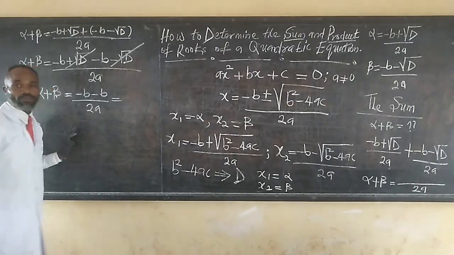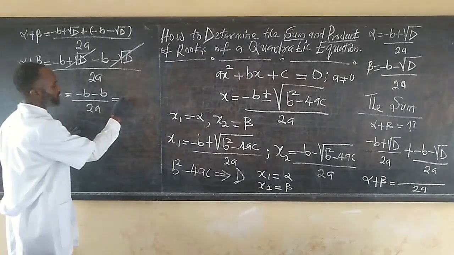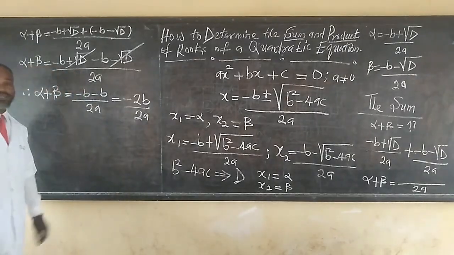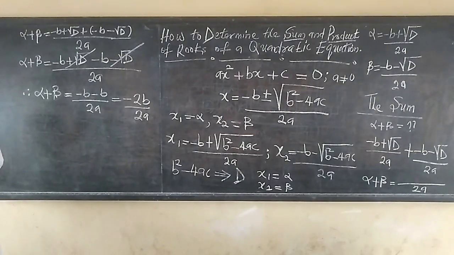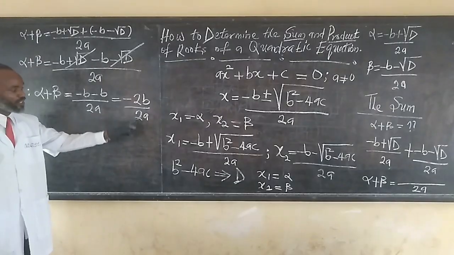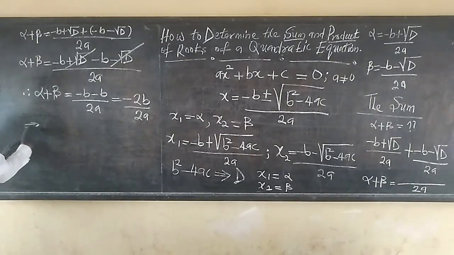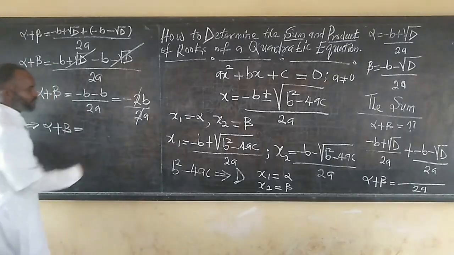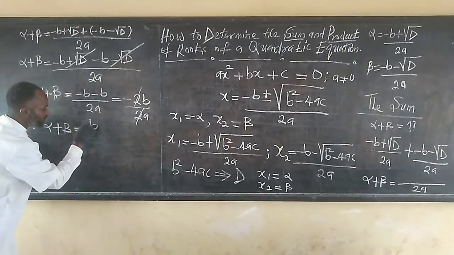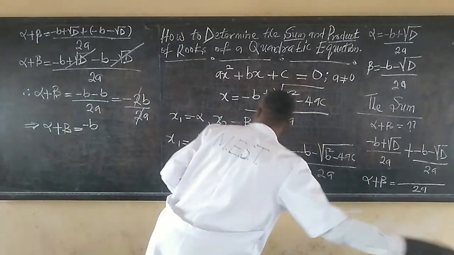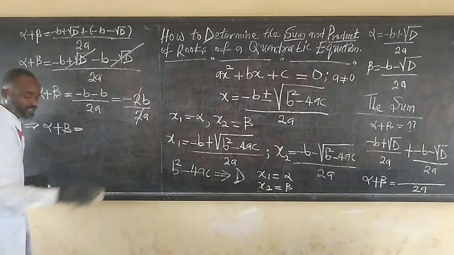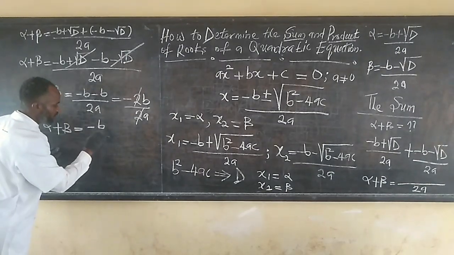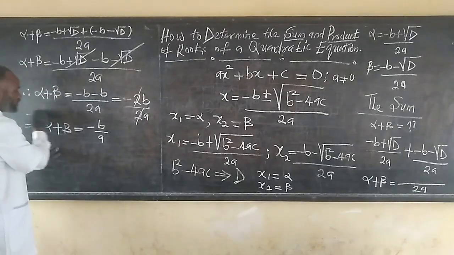And this reduces to minus 2b all over 2a. Correct? Something is important here. Something is common. 2 is common. It implies that alpha plus beta is equal to this. We cancel out, and we are left with, let me write it well so that we don't get confused while using this, minus b all over a. So take note.